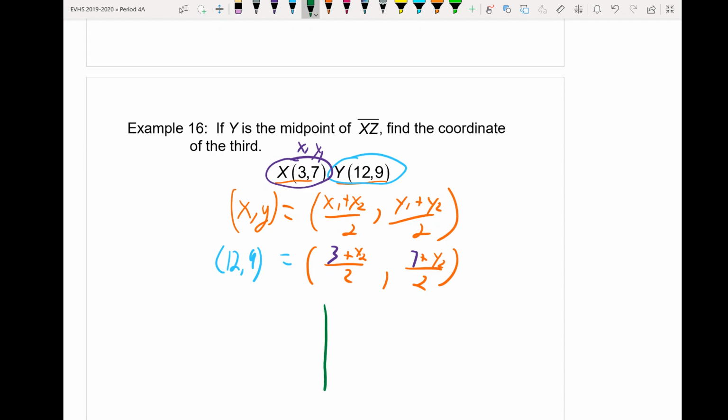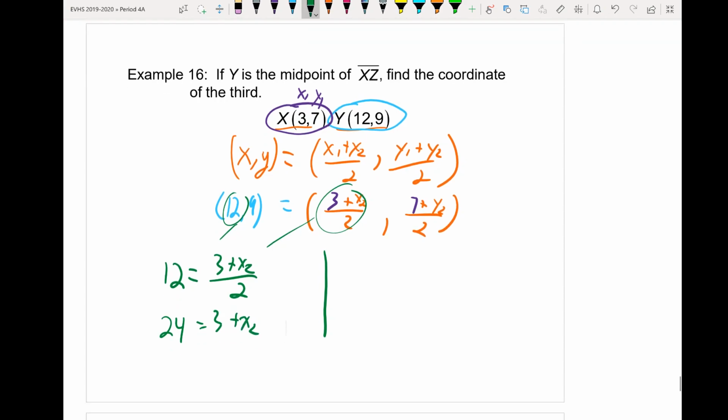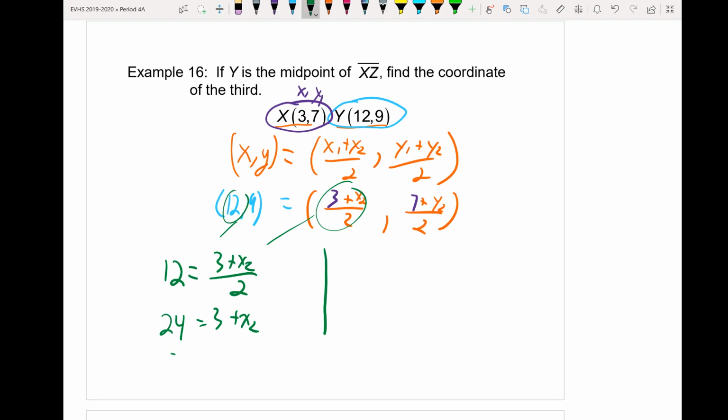Now, what that's going to give us is essentially two separate calculations, an x calculation and a y calculation. So we're going to have 12, so the x is first, is equal to 3 plus x2 over 2. Okay, just took these numbers and put them over there. Now let's solve. 12 times 2 is 24, equals 3 plus x2. And then subtract the 3, 21 equals x2.